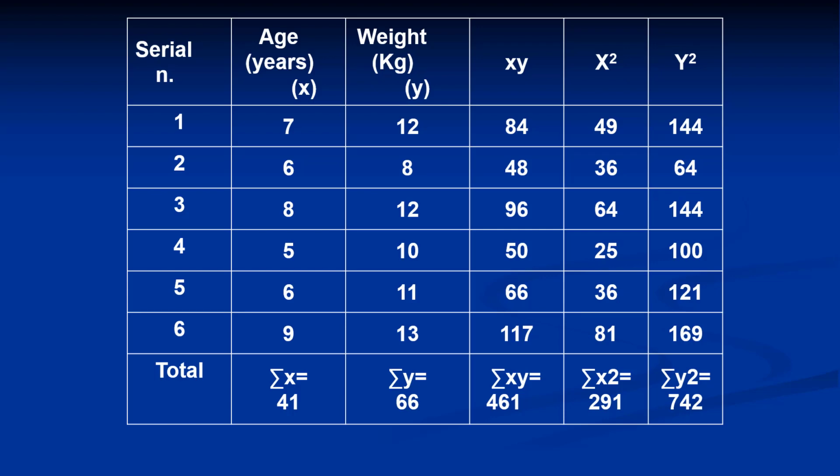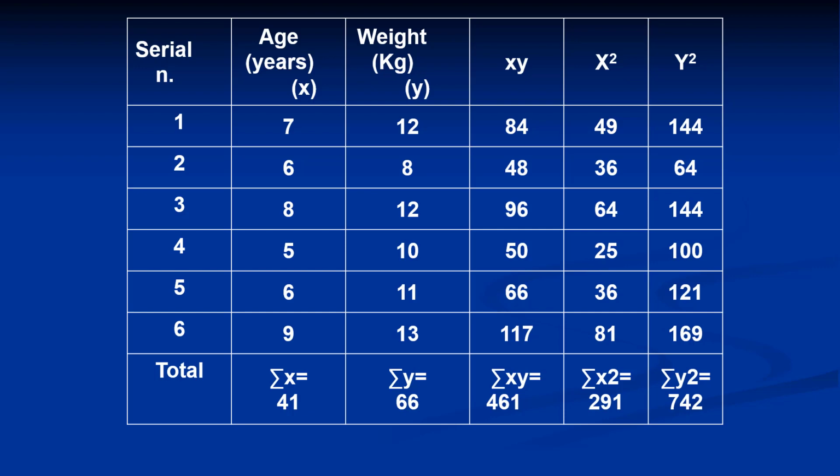These two variables are quantitative variables. One variable, age, is called the independent variable and denoted as X, and the other, weight, is called the dependent variable and denoted as Y. In order to find the relation between age and weight, we need to compute the simple correlation coefficient using the following formula shown in the previous slide.